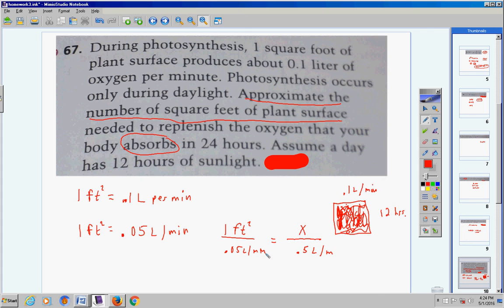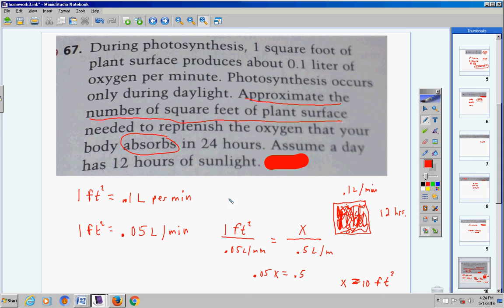So cross multiply 0.05 times x. 0.05x equals 1 times 0.5, which is 0.5. Divide both sides by 0.05 and you will get 10. You will get 10. And of course that's x equals 10. That's square feet. So in one day you need about 10 square feet of plant surface to provide you with the oxygen that you need.